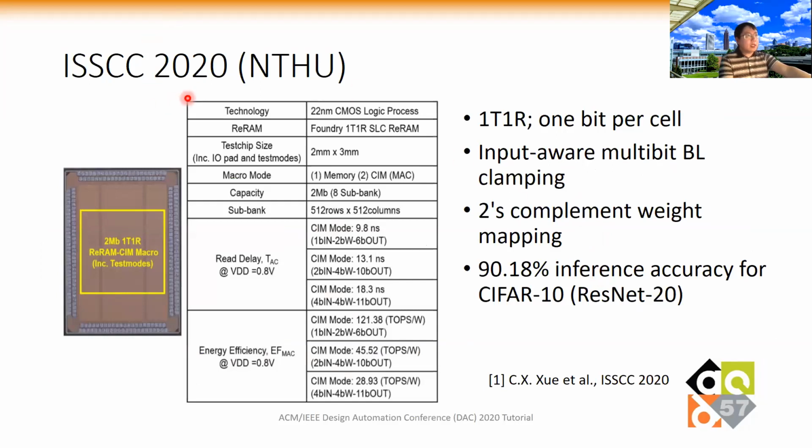And this is an improved version from the same group, but using a more advanced 22 nanometer CMOS logic process, still with the TSMC 1T1R based RRAM. Still, this RRAM technology is 1 bit per cell. In this design, it uses two's complement weight mapping to support the positive weight and negative weight. And here, a reasonable inference accuracy is demonstrated for the CIFAR10 dataset based on the ResNet20 network model.